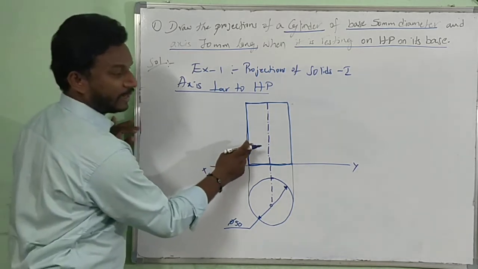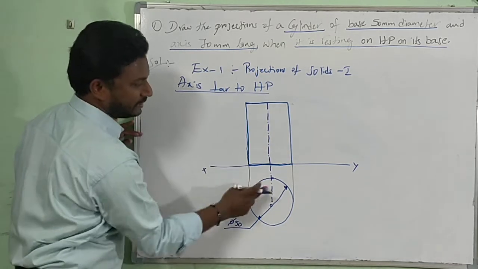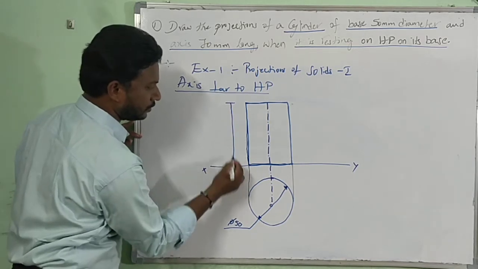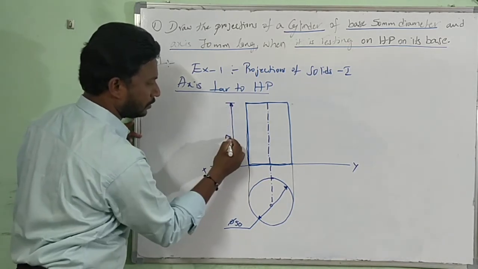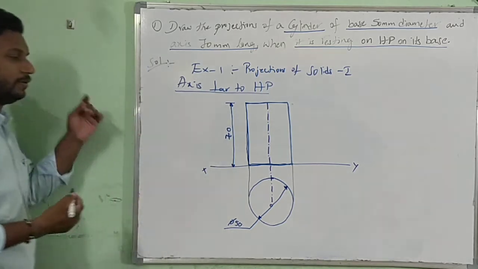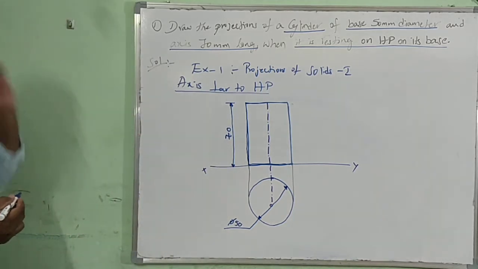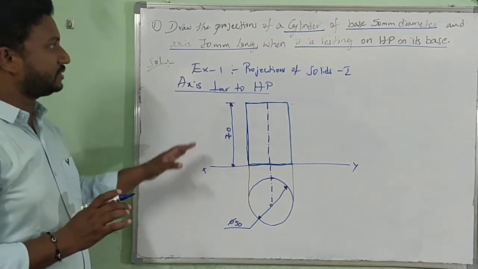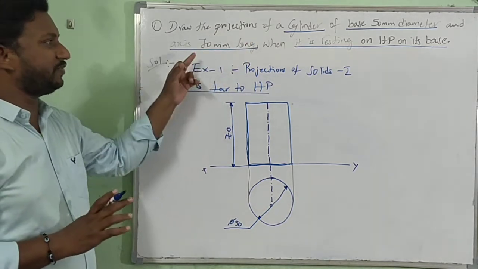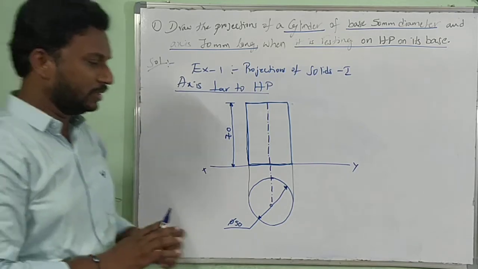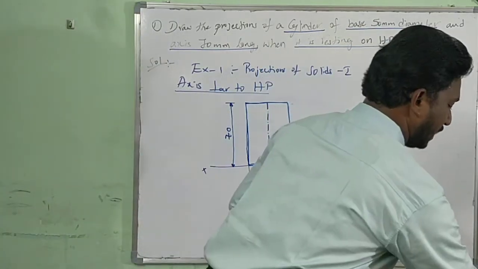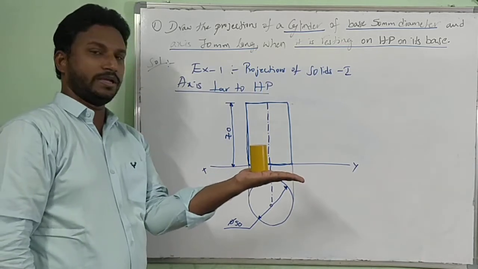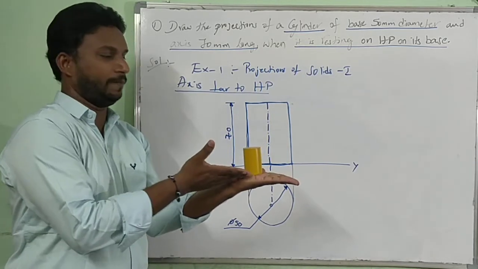Front view, a rectangle; top view, a circle; and the axis line. Now you can show the dimension here, (70). These are the final answer projections of a cylinder of base 50 mm diameter and axis 70 mm long. Try to understand. You can see the cylinder is resting on HP.